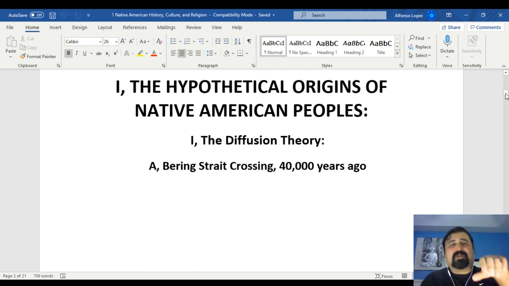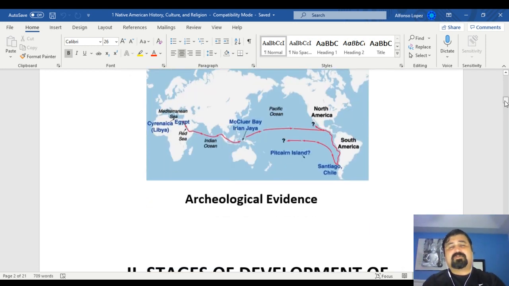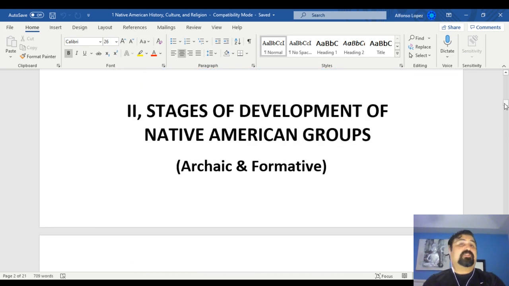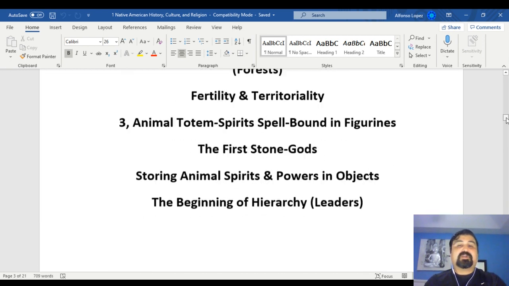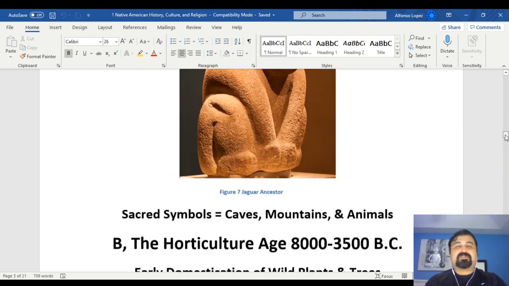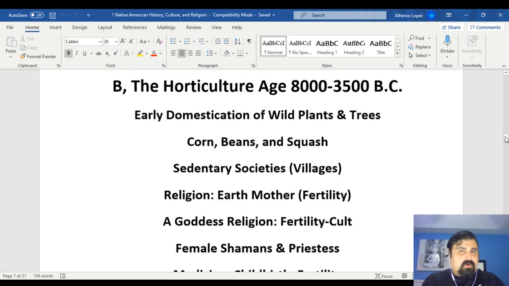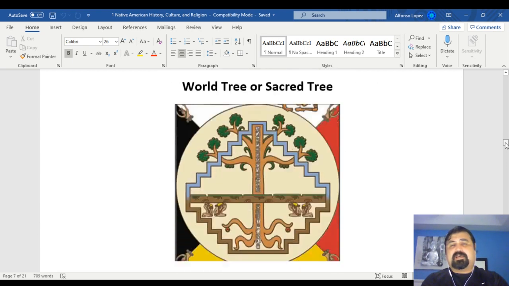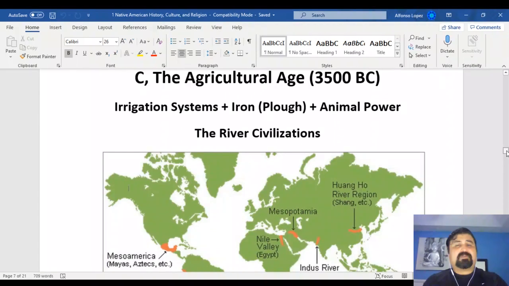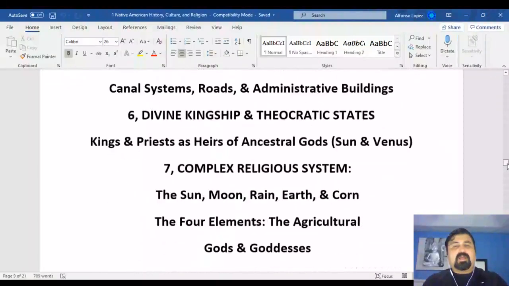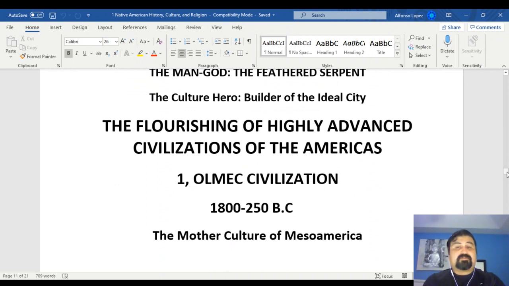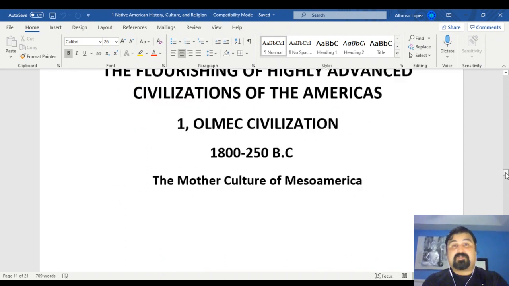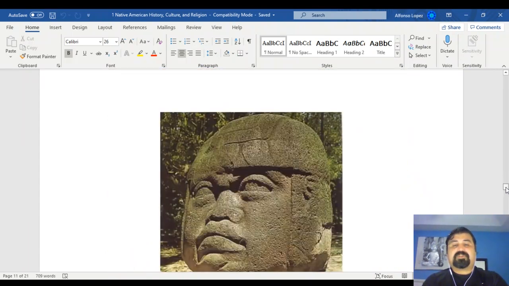Looking at the main parts of the topic, like the origins of the Native American peoples, the stages of historical development, like the Stone Age, all their features, looking at the age of horticulture, early farming, I'll be lecturing, explaining each one of those components, the agricultural age, for example, the age of agriculture, and looking at the flourishing of the highly advanced civilizations of the Americas, just identifying the major civilizations that flourished in the Americas.